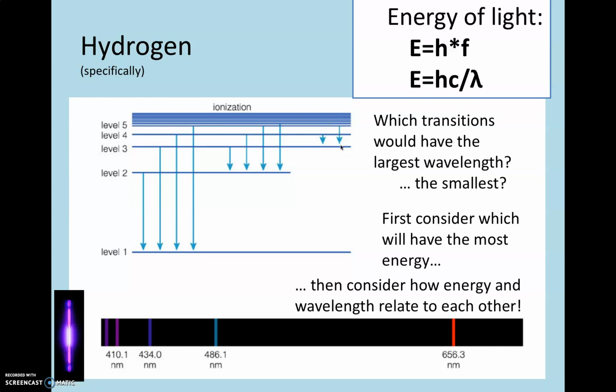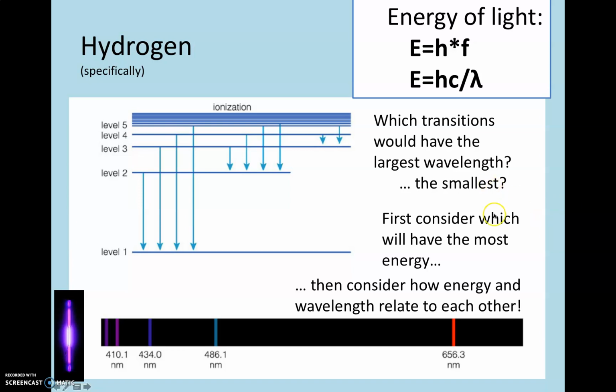So we want to be able to think about which of these different transitions of electrons falling from one state to the next, level 5 to level 2, level 3 to level 1, which one would have the largest wavelength, and which one would have the smallest wavelength. So pause the video for a second and try to work this out for yourself.